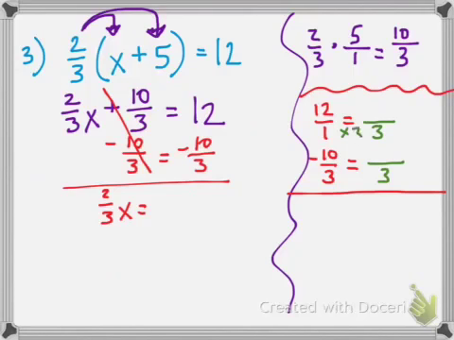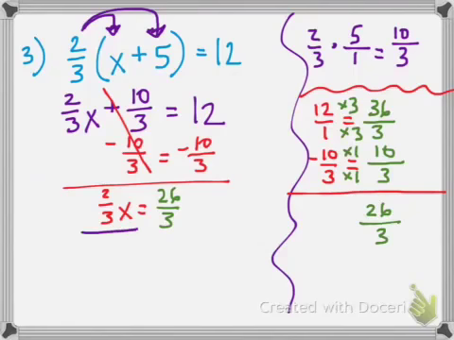So 1 times 3 will give me 3, so 12 times 3 will give me 36. 3 times 1 will give me 3, 10 times 1 will give me 10, and then I subtract. 36 minus 10 I know is 26, keep my denominator, so this becomes 26/3. So now I have 2/3 x is equal to 26/3.